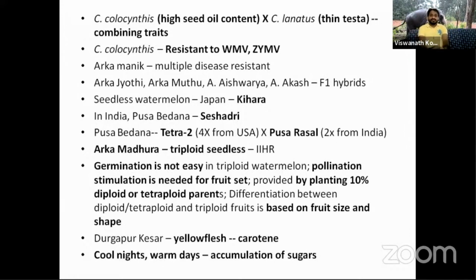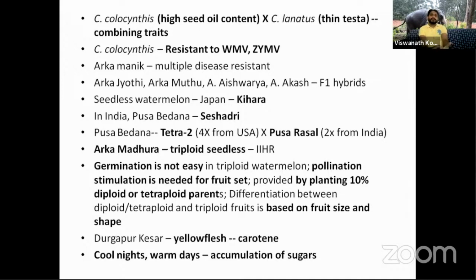Arka Manik is resistant to watermelon mosaic virus and cucumber yellow mosaic virus. Arka Manik is multiple disease resistant. And the seedless watermelon, very important. The seedless watermelon was first developed in Japan by the scientist Kihara. In India, the first seedless watermelon, Pusa Bedana, was developed by scientist Seshadri. So how do we develop the seedless watermelon? Seedless watermelon is triploid. Because it is triploid, it is sterile. So how do we get a triploid?